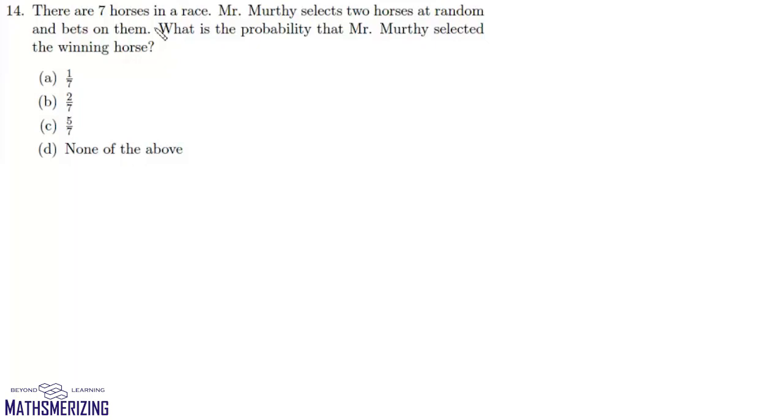Now question number 14 is, there are 7 horses in a race. Mr. Murthy selects 2 horses at random and bets on them. What is the probability that Mr. Murthy selected the winning horse? Now the total number of ways in which Murthy can select 2 horses is 7C2. Now we need to find the probability that he has selected the winning horse. That means one of the horses must be the winning horse, and then he can choose the other horse in 6C1 ways. So it will be simply 6, and then here it will be 7 into 6 into 2, which is 2/7. So the required probability is 2/7, and that's your option B.